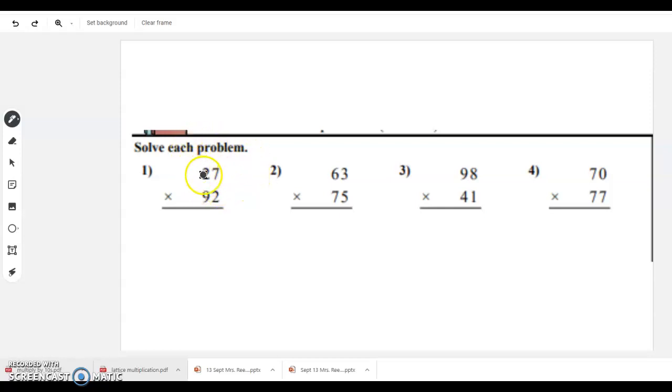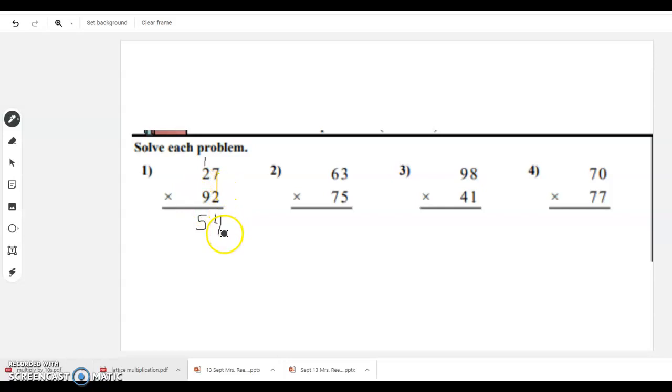So today we're just going to review multiplying two-digit numbers. So we multiply first our ones. So we're going to start right here with our ones. 2 times 7 is 14. And my 4, and I'm going to carry my 1 over to my tens place. 2 times 2 is 4, plus 1 is 5.